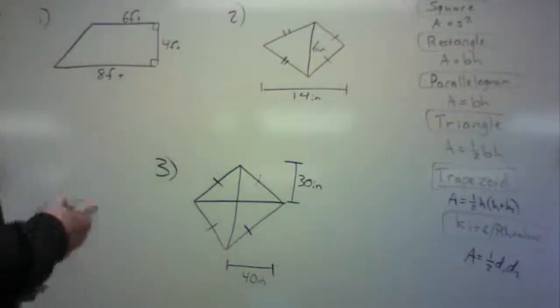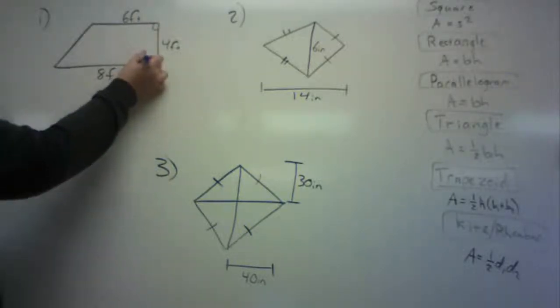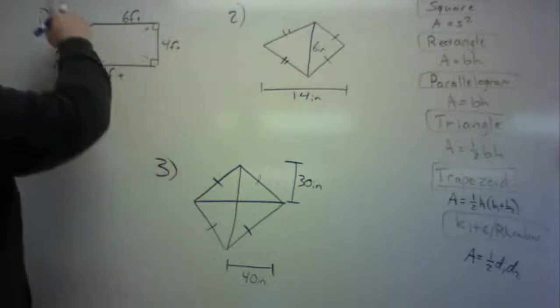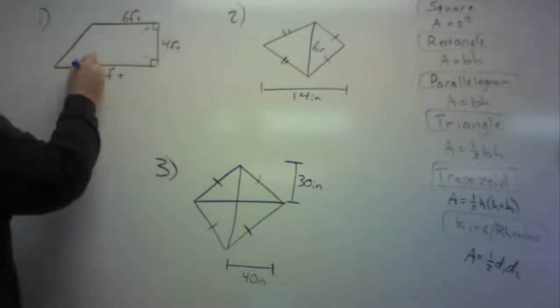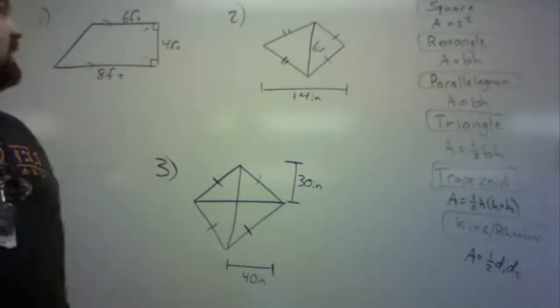Alright, so for number 1, let's just identify the shape I'm looking at. Well, it's a trapezoid. Wait, how do I know that? Well, this is perpendicular, and this is perpendicular. I have 2 line segments that are perpendicular to the same line segment, so that means this side and this side have to be parallel. And if only one set of sides are parallel, it's a trapezoid.